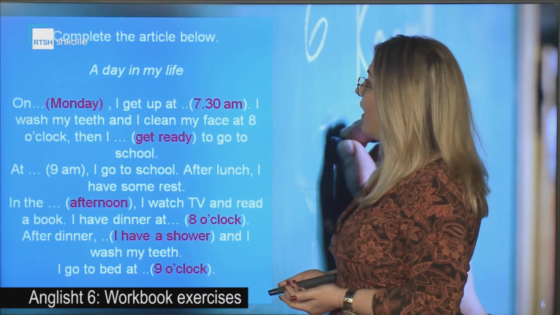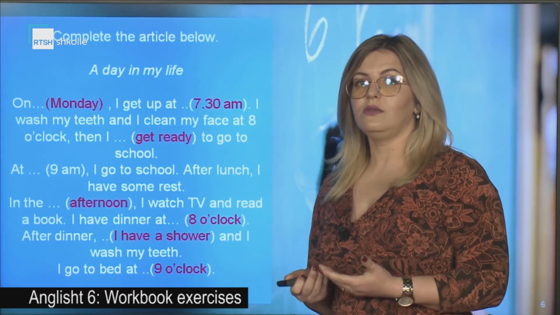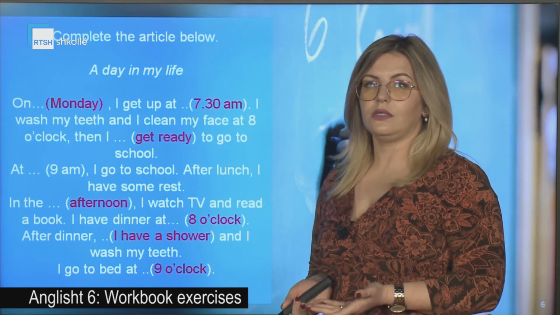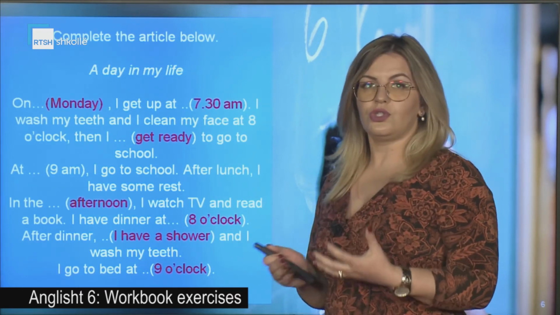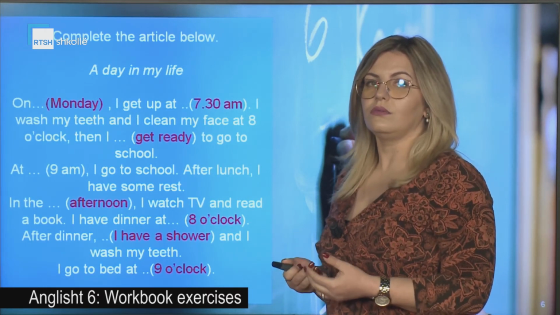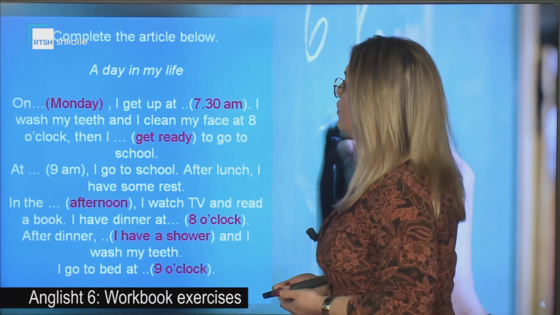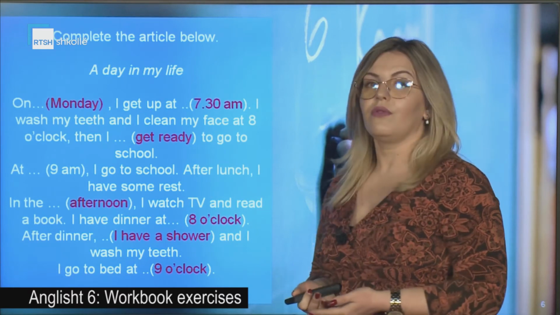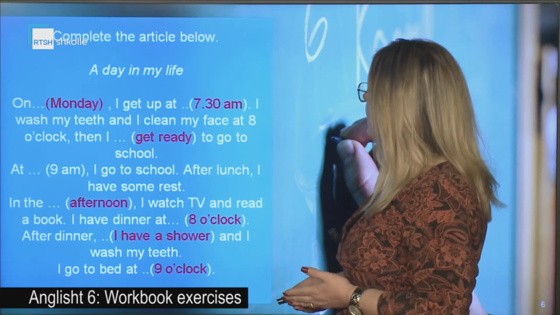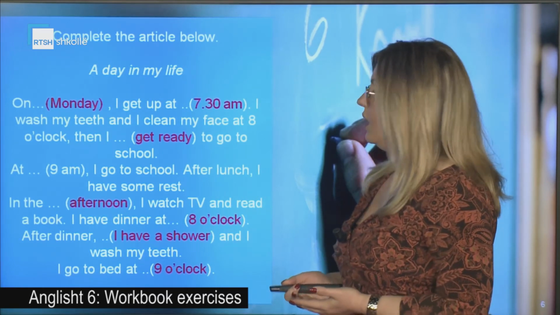It describes a day in my life, and I have highlighted for you, in red, the correct words while completing this kind of exercise. But maybe you should change them or write something else, just like showing your typical day in your life. For example, on Monday I get up at 7:30 a.m. or just 7:30. I wash my teeth and then I clean my face at 8 o'clock, and then I get ready to go to school at 9 a.m.